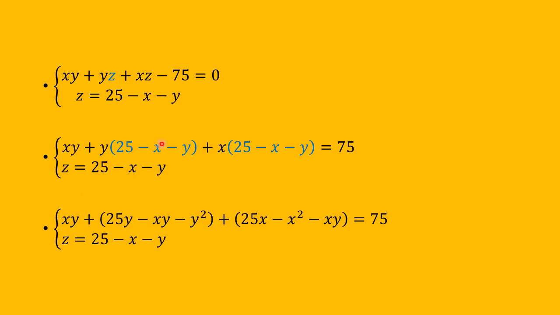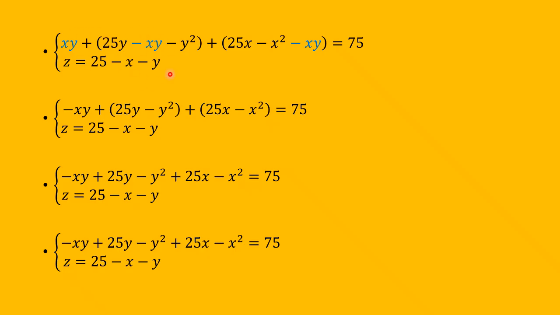Okay, so what can we do going from this set of equations to this system down here? Well, y times this factor is just 25y minus xy minus y squared. X times this factor is 25x minus x squared minus xy. And we'll leave the second equation as it is. So we've simplified the equations, or maybe you'd say it doesn't look very simple, but this will be useful. Now we have an equation here that just involves x and y.